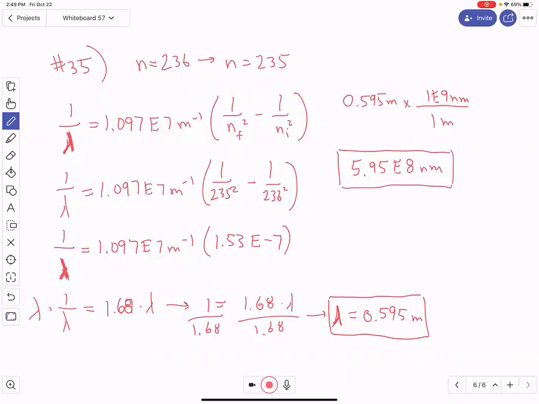So, not much of an energy transition because of those two large quantum numbers. And the higher the quantum number, right, the closer and closer they get in energy. It's really the smaller quantum numbers that result in a bigger change in energy. That's all we had to do for question 35, Harrison.